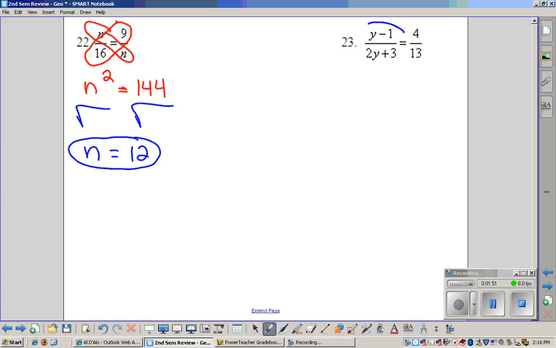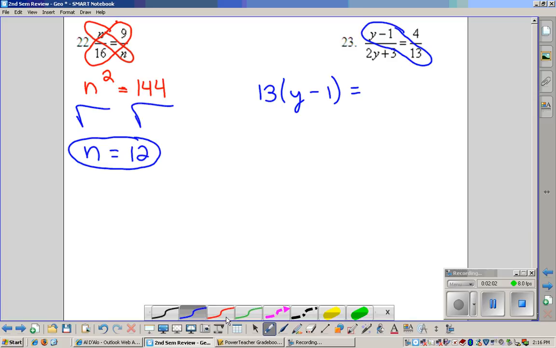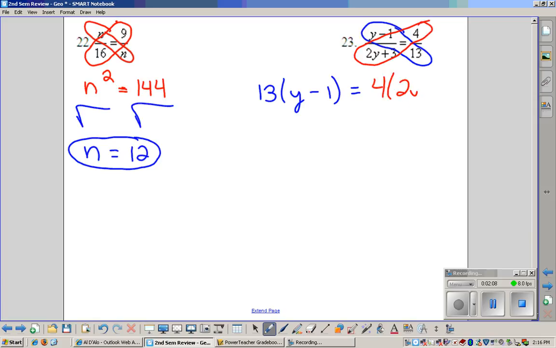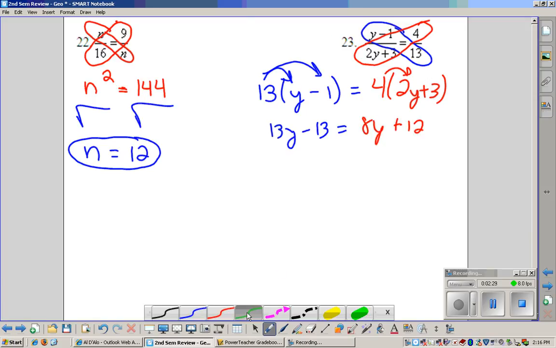23 looks kind of complicated and maybe a little scary, but it's not that bad. You just have to follow the rules. So we'll do 13 times y minus 1. So 13 times y minus 1 in parentheses, so don't forget to distribute. And then we're going to do 4 times parentheses 2y plus 3. Okay, now we just have to do some distribution. So let's distribute 13y minus 13. Distribute 4. It's 8y plus 12.